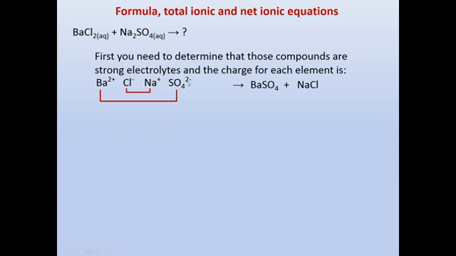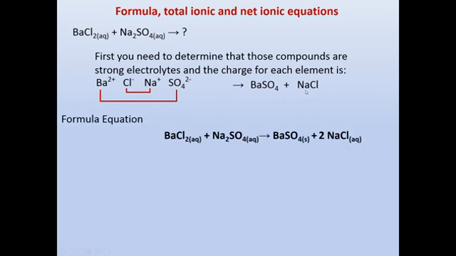The 2 plus charge and the 2 minus charge balance each other out. So the formula there is barium sulfate, BaSO4, 1 barium for every 1 sulfate. We're not trying to split up the sulfur and the oxygens, they stay together as that polyatomic ion. The other product, the sodium and the chloride together, is sodium chloride. Again, 1 plus and 1 minus balance each other out, so it's a 1-to-1 ratio between the sodium and the chloride ion.